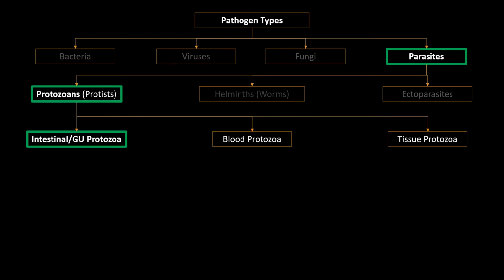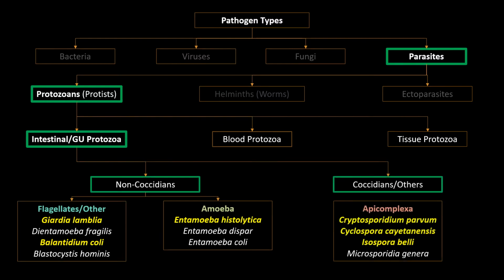Although there are only very few intestinal protozoa to remember, it's useful to divide them into coccidians, which require special staining, and non-coccidians, which can then be split into amoeba or flagellates and other protozoa. Remember that the protozoa which require special staining include Cryptosporidium as well as Cyclospora and Isospora species. The non-coccidians are more common causes of diarrhea, in particular Giardia duodenalis as well as Entamoeba histolytica.